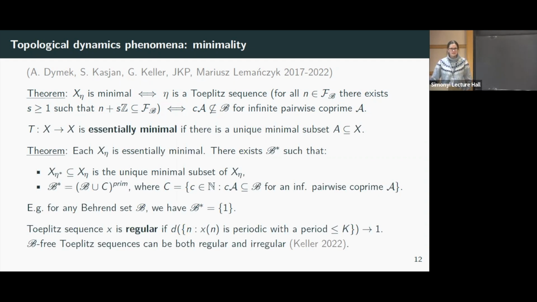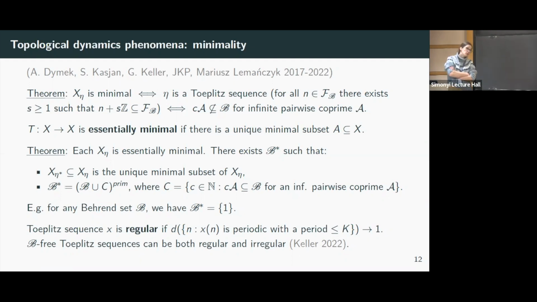Okay, so let's see, maybe what I say now answers. It doesn't answer your question directly, but it will show you more what these systems are like. So they might be minimal, proximal, or something in between. And even if there is something in between, there is some kind of minimality involved, namely they're essentially minimal. So each of them contains a unique minimal subset.